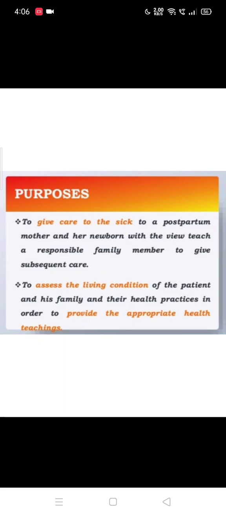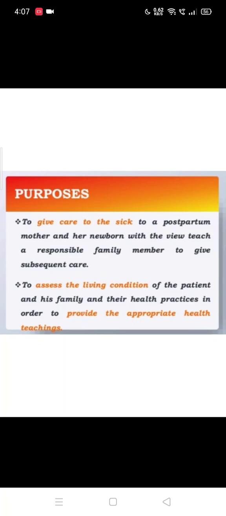The next is to give care to the sick. To give care to the sick is nothing but, like those who are sick, especially a postpartum mother. Postpartum mother means those who have delivered a baby, and her newborn. Newborn means just 0 to 28 days of the baby. The nurse will be giving care to the postpartum mother as well as her newborn.